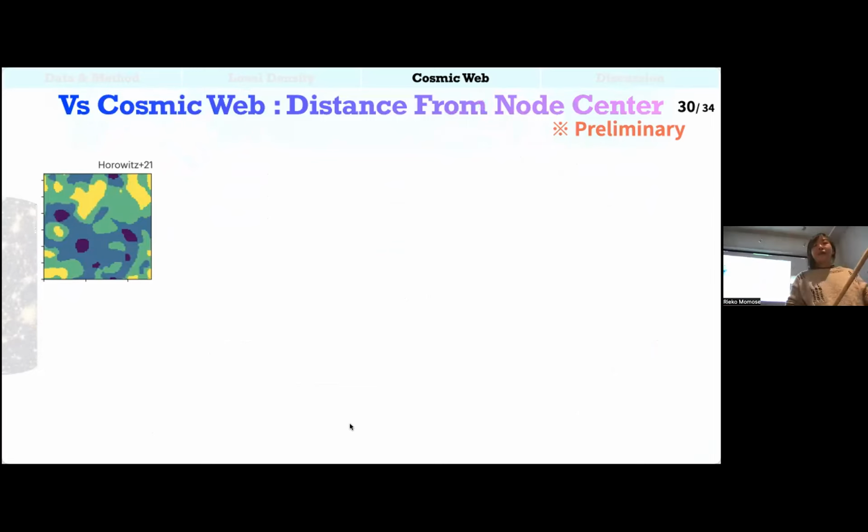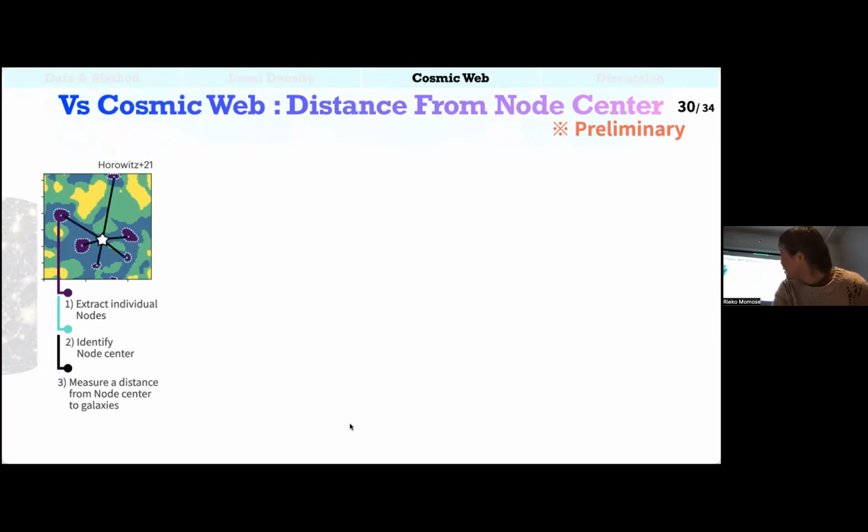Because the matter density also depends on the distance from the node, we also examine the dependence of the median star formation activities as a function of distance from the node center. We define the node center in the following manner. First, we extract the individual nodes, and then we identify the highest density pixel and regard it as the node center. Then galaxy properties were examined as a function of distance from this node center.